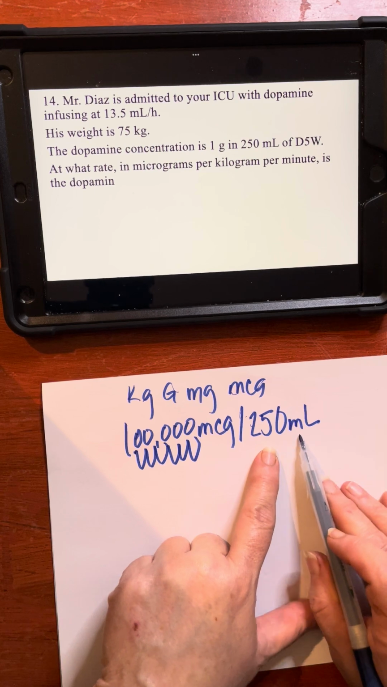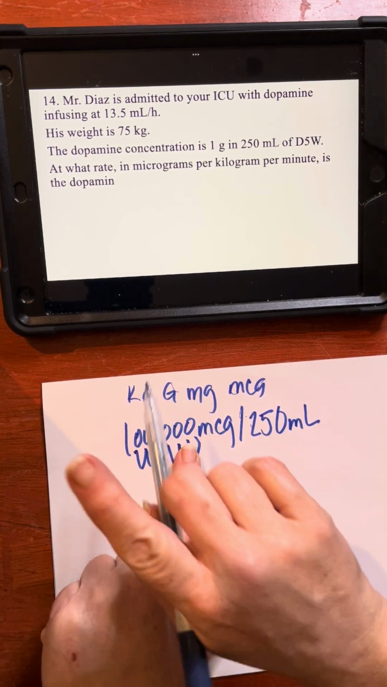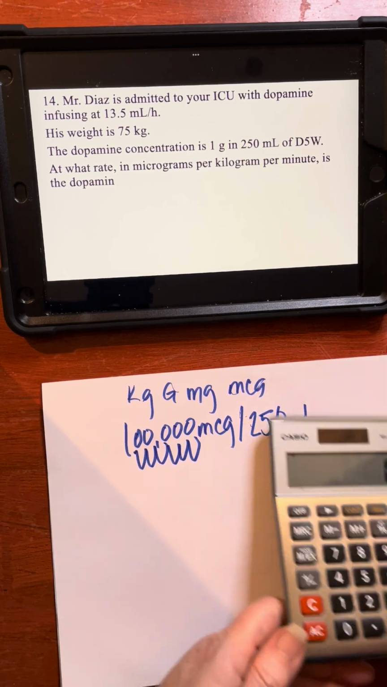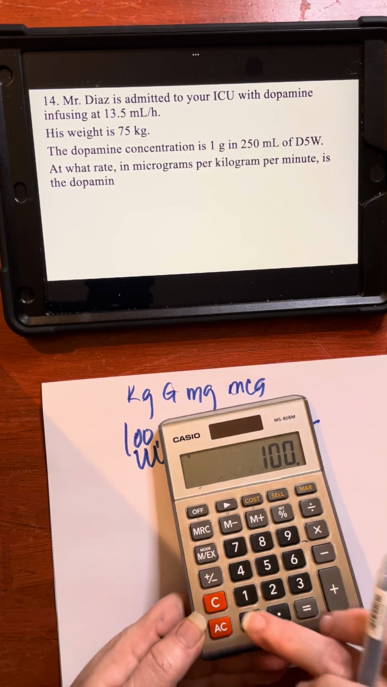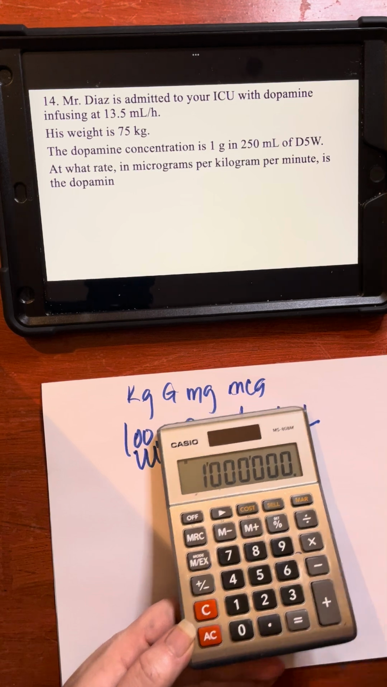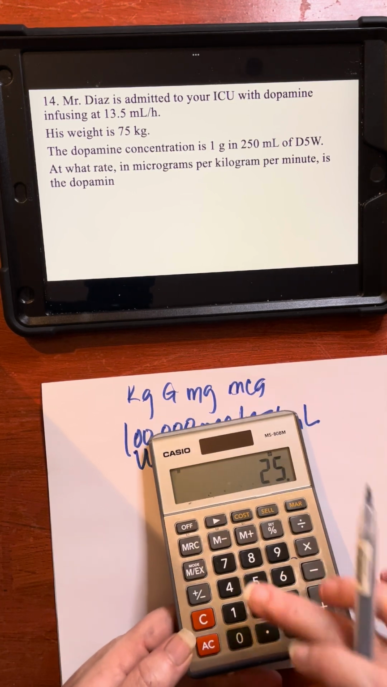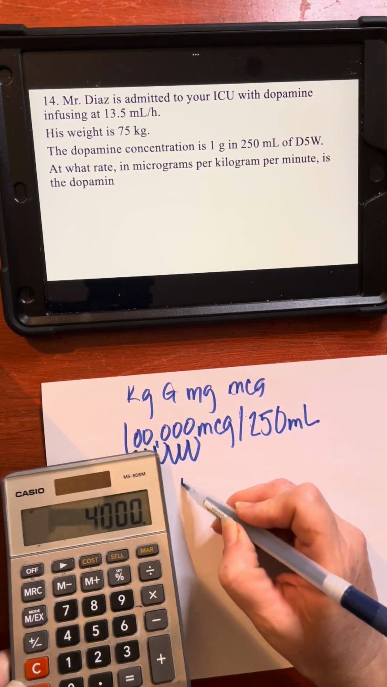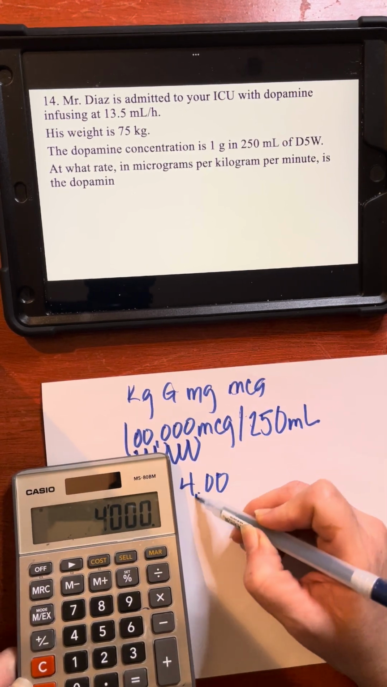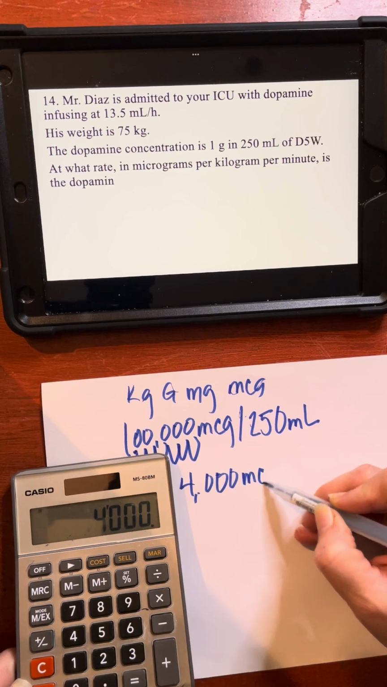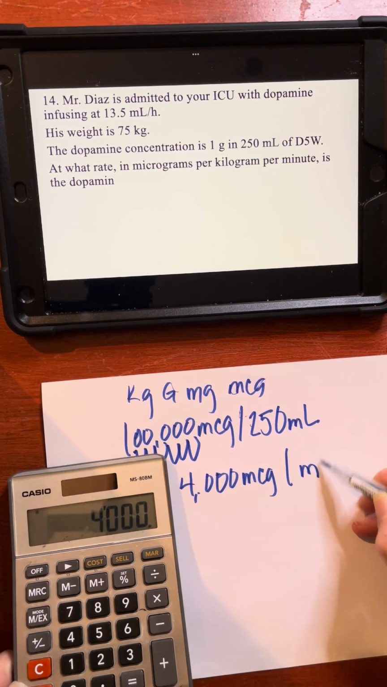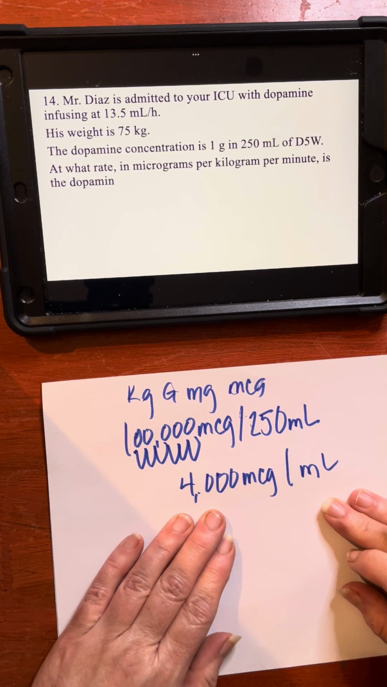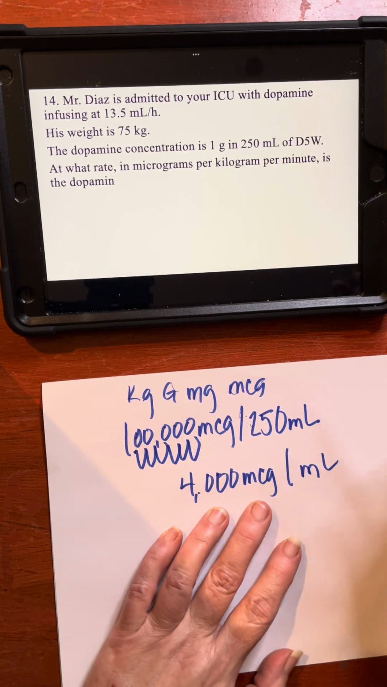So we need to know how many micrograms are in 1 milliliter. So we will divide 1 million. Count your zeros. 1, 2, 3. 1, 2, 3. Divided by 250, which means there is 4,000 micrograms per 1 ml. Okay? You good? Help him, Lord. He gonna help y'all.